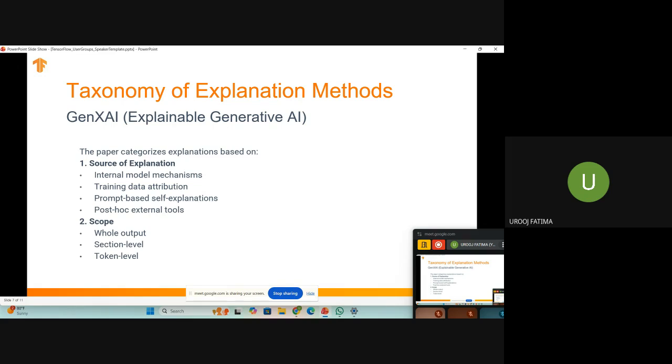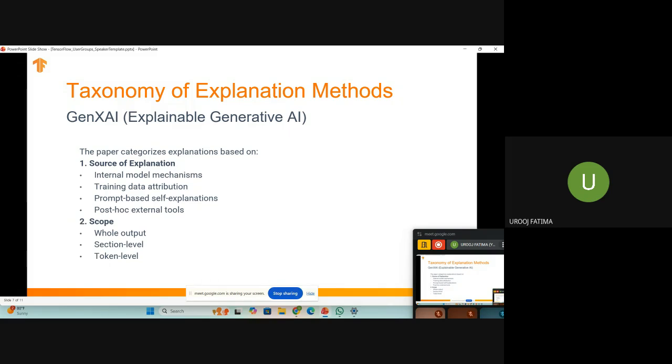So the paper also organizes the explanation methods into categories. The first one is internal explanation, like looking inside the model, like attention patterns. The second is data-based explanation. These try to identify which training examples influence the output. And the third would be prompt-based explanation, like "why did you say that?", and it explains reasons in human language.